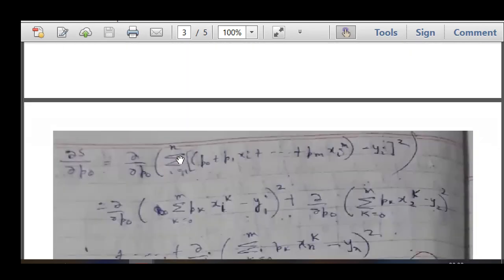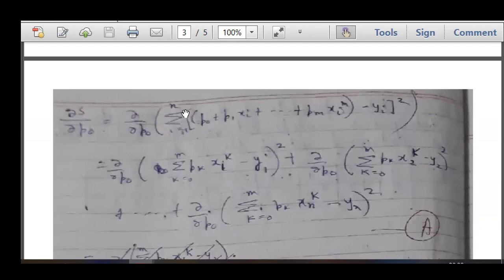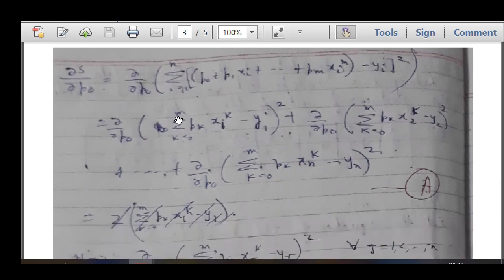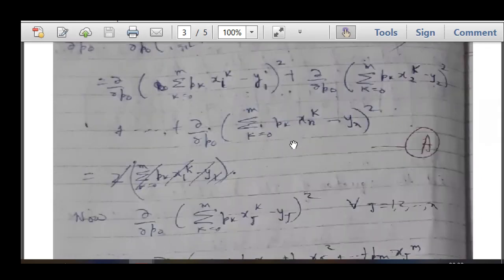This is simple because you just have to keep one thing in mind: here the xi's and yi's are not the variables, only P0, P1 and Pm are the variables. Then this calculation is very trivial. I have broken this sum term by term and I am applying del P0. Obviously it is a linear operator, so it is to be applied over each and every one of these summation terms. I am applying them and showing one at a time.